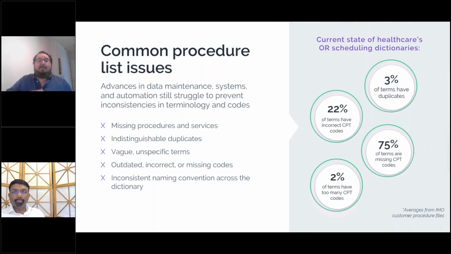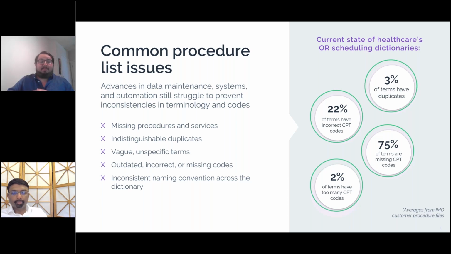So what are some of the common issues that we see in procedure lists? Well, one of the most common is missing procedures and services. Another very common one is what we call indistinguishable duplicates. So terms that appear multiple times or multiple terms that are clinically representative of the same surgery. Surgical procedure lists often also contain vague, unspecified terms, which are difficult to determine what their meanings are, or outdated, incorrect, or missing codes that affect pre-authorization processes. Finally, a lot of dictionaries struggle with a naming convention. Naming conventions are important because they make it easier to search for and easier to find the appropriate terms.